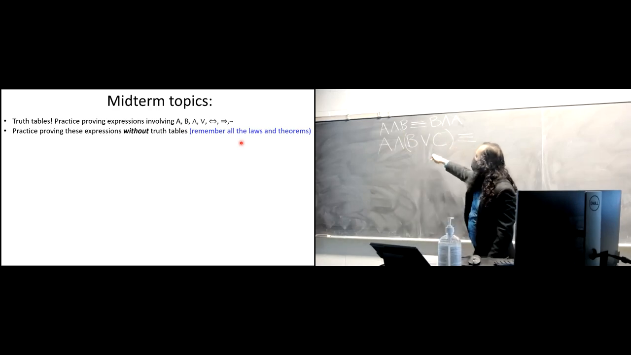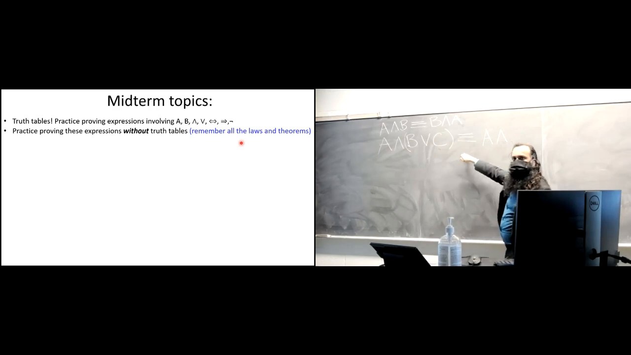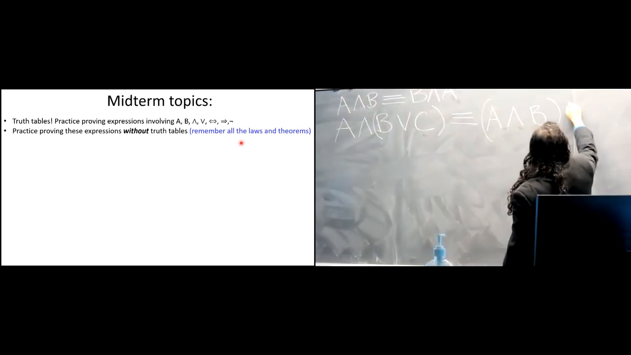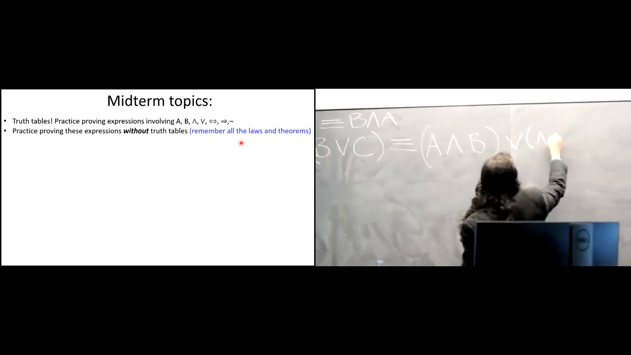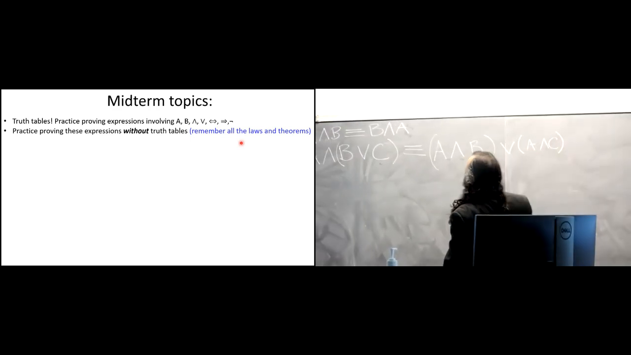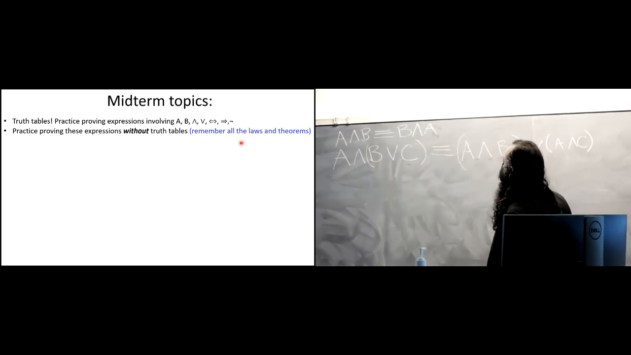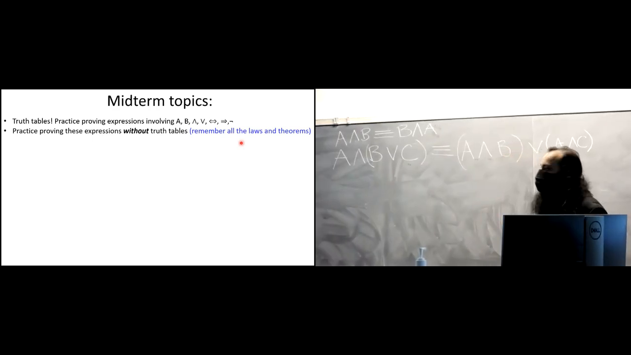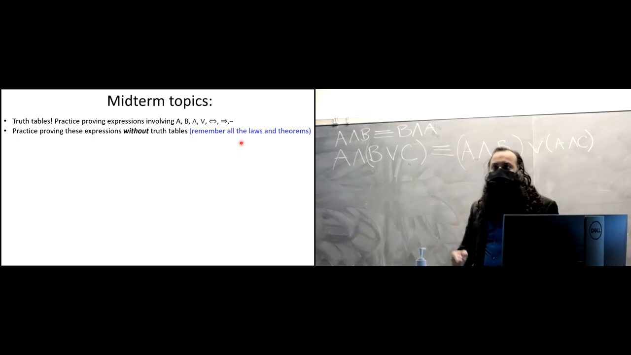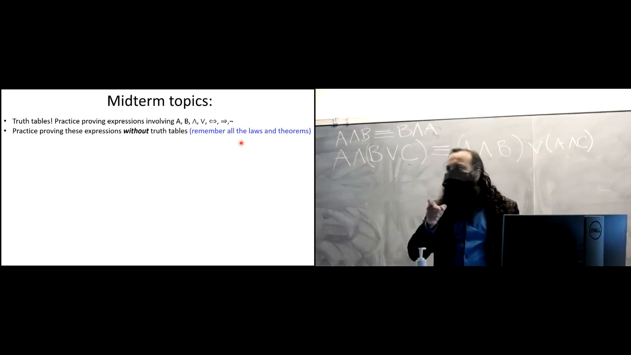Okay, so A and B or C, is that what you want? Okay, A and, this is not associativity, is it? Okay, A and B or A and C, is that what you're saying? Okay, that's distributivity, isn't it? So that's not associativity. Last chance. Associativity. I know Paige knows.